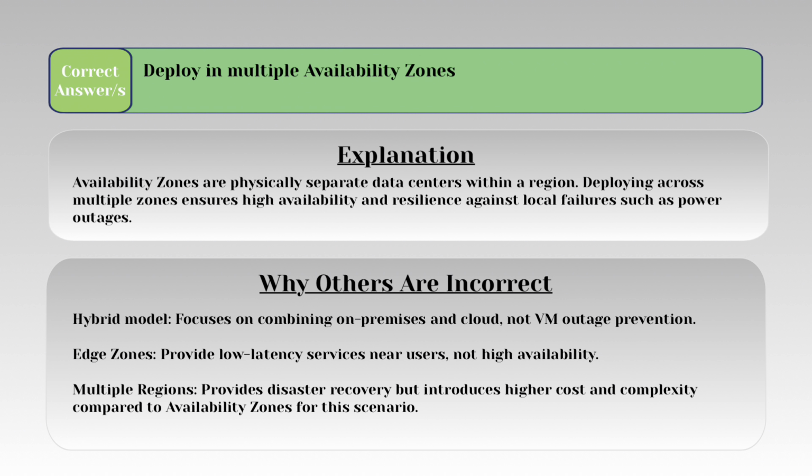Why the other options are incorrect: hybrid model, focuses on combining on-premises and cloud, not VM outage prevention. Edge zones, provide low latency services near users, not high availability. Multiple regions, provides disaster recovery but introduces higher cost and complexity compared to availability zones for this scenario.